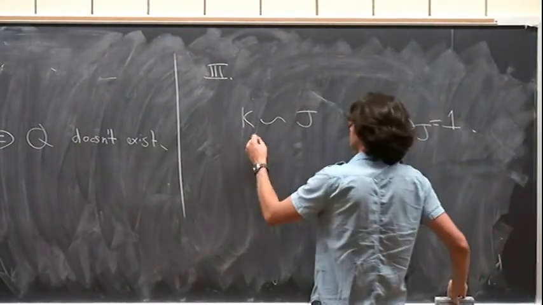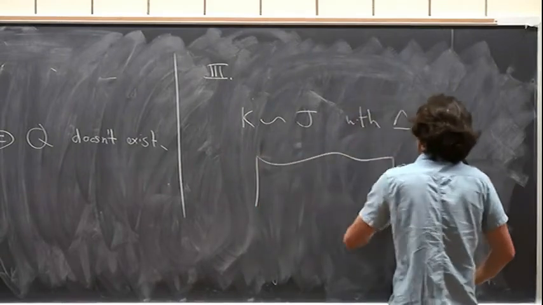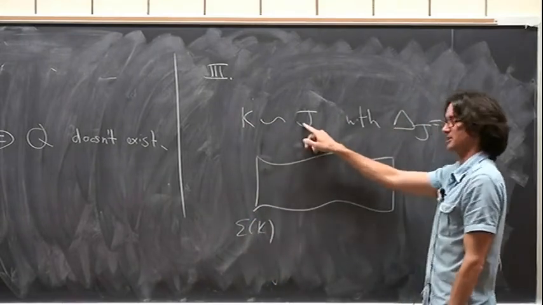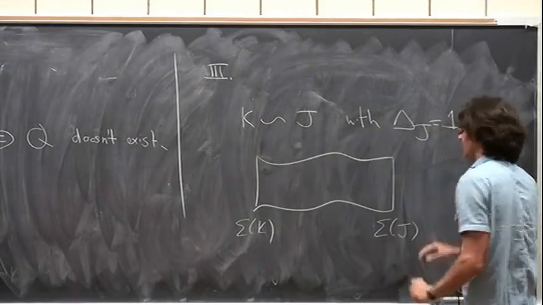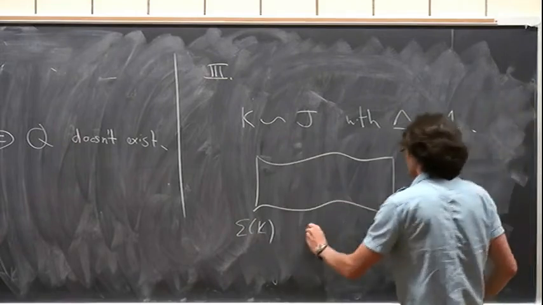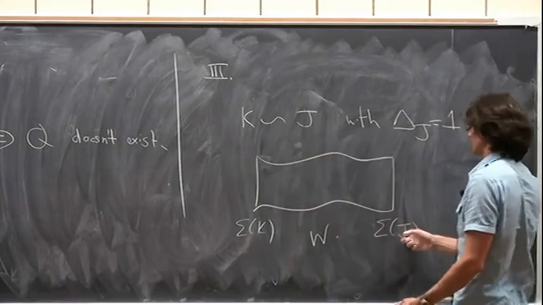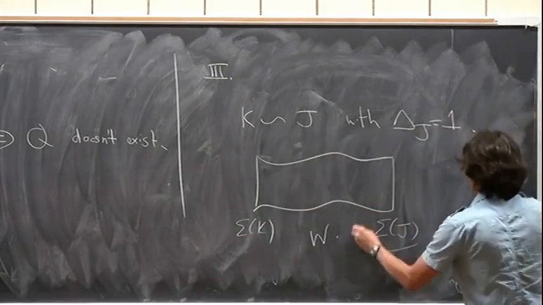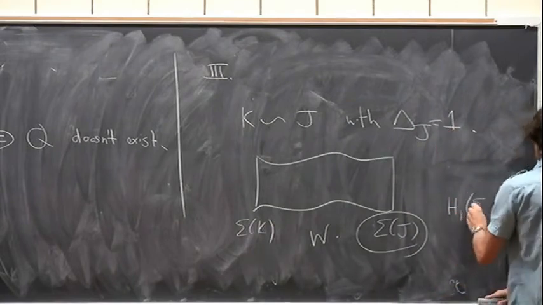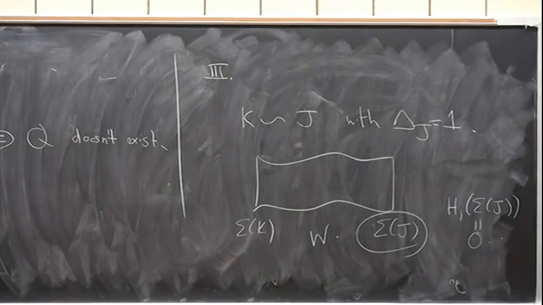And so what we look at is, suppose that K was concordant to J. Then the branched double cover of the concordance, the cylinder connecting K to J, would give rise to a Z2 homology cobordism, say W, connecting the branched double cover of K to the branched double cover of J. And this manifold, since it has Alexander polynomial 1, has H1 equal to 0.